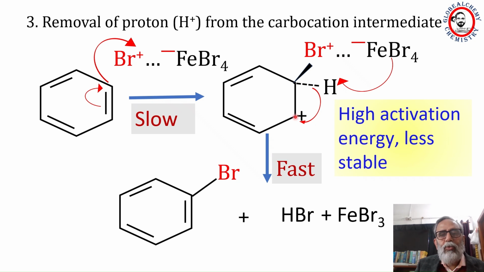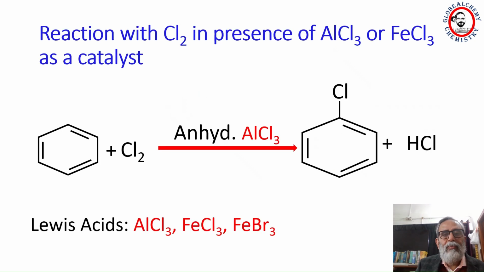the electrons from this bond go to this positive charge, and hydrogen is replaced and it forms HBr here. And again, FeBr3 is regenerated. This is a fast reaction, and here it is a slow reaction. And bromination of the aromatic nucleus, or bromination of benzene, occurs. So this is the final product, bromobenzene, and this is an electrophilic aromatic substitution.